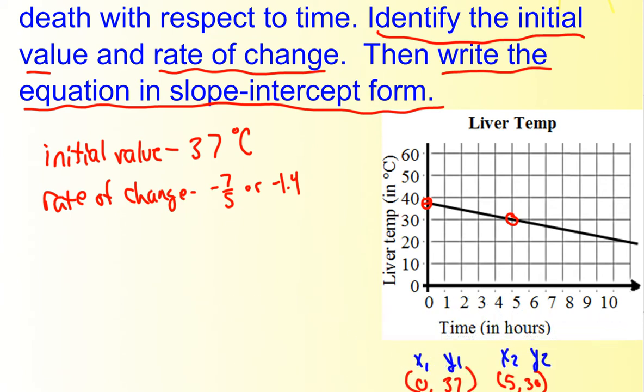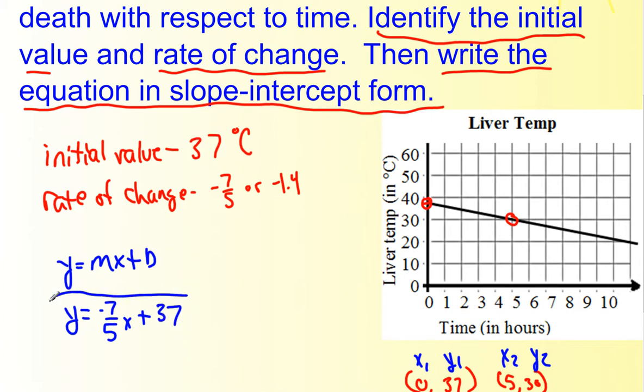All right, so let's write this. Slope-intercept form is y equals mx plus b, where m is the slope. That's the negative 7/5 x plus b, which is 37. So that would be our equation represented by this graph.